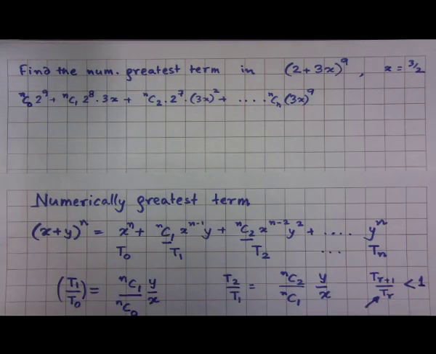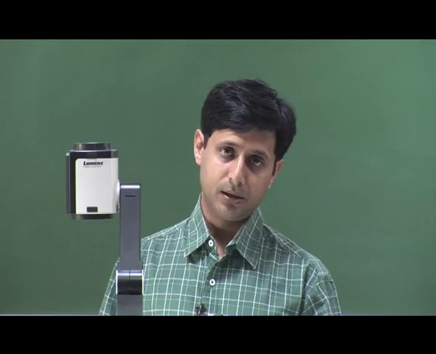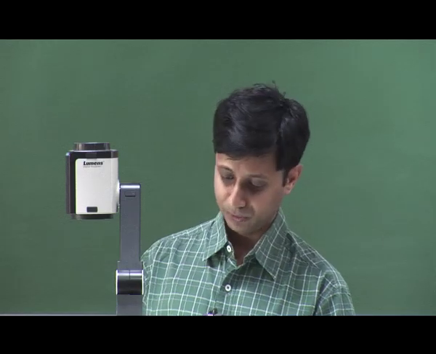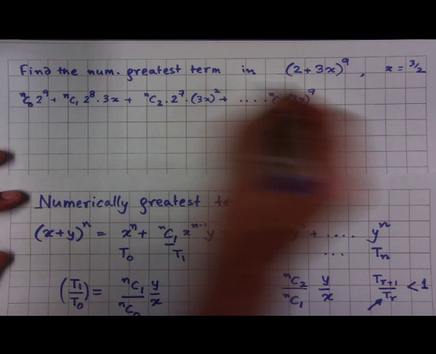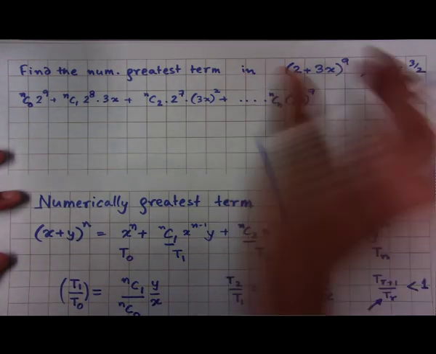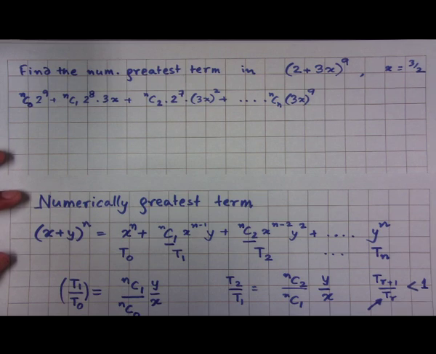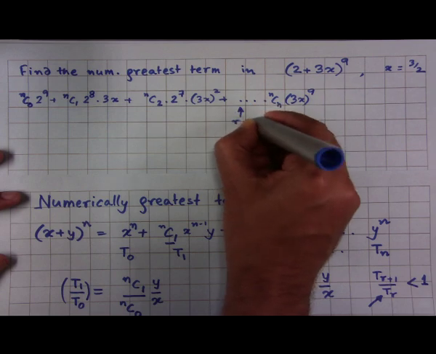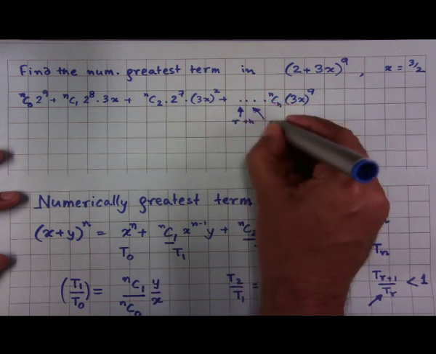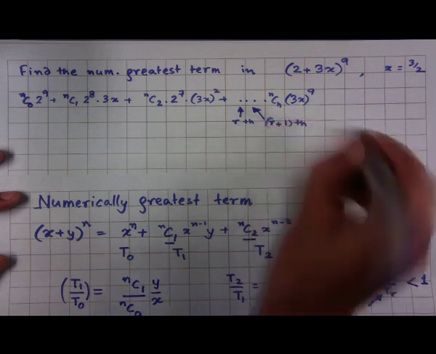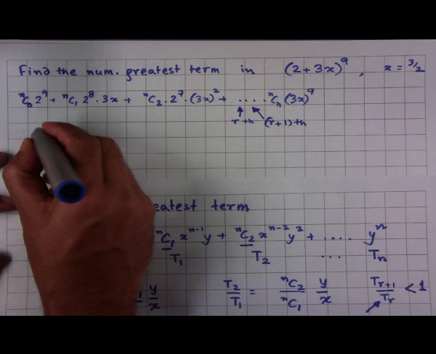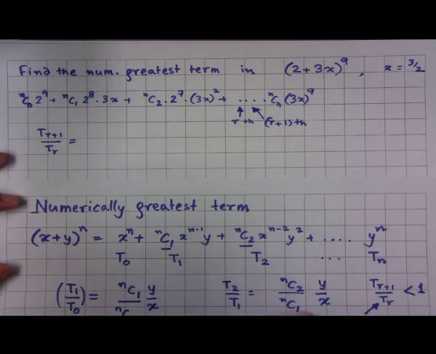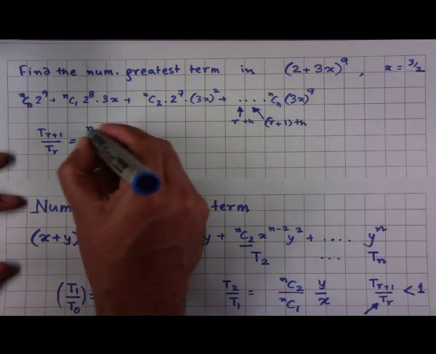I am just trying to do this the long way, right. There is a shortcut. I mean, if you are willing to memorize, then you can use the shortcut, but let us just see conceptually what is going on over here. So, conceptually speaking, this is the expansion of (2 plus 3 x) whole power 9. Now, let us pick the rth term and let us pick the r plus 1th term. All right, and T r plus 1 by T r is going to be what? N is what? 9 over here.